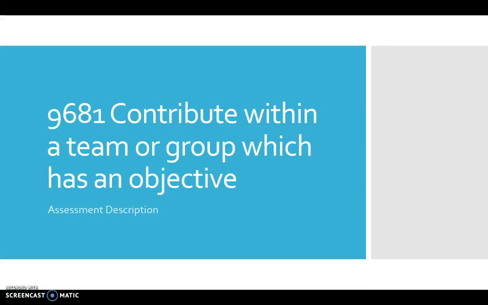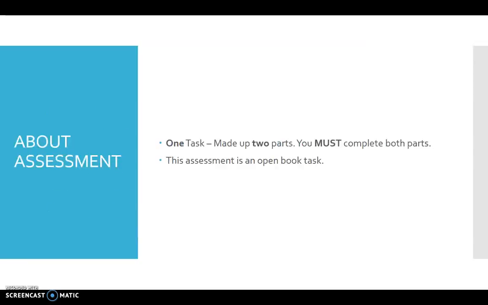In this video, we're going to cover the requirements for your assessment 9681. The assessment is made up of one task, and that one task is made up of two parts. In order to achieve this assessment, you must complete both parts. This assessment is an open book task, so you can refer to your resources on FreshE or on your learner's guide.